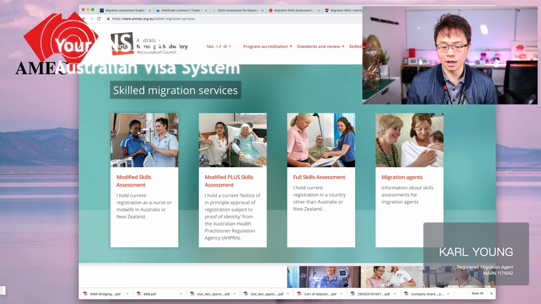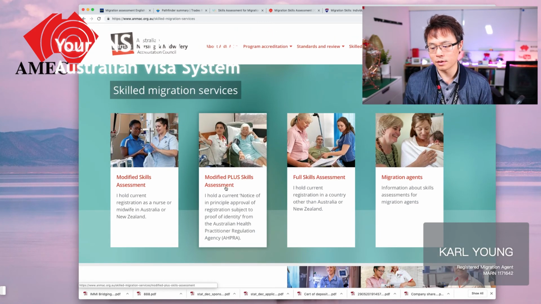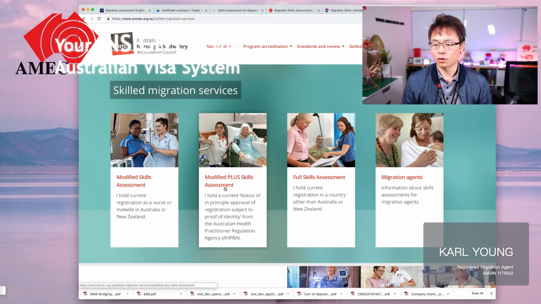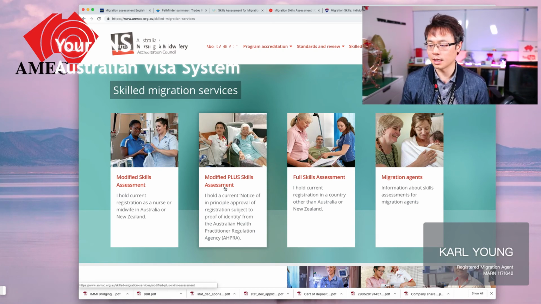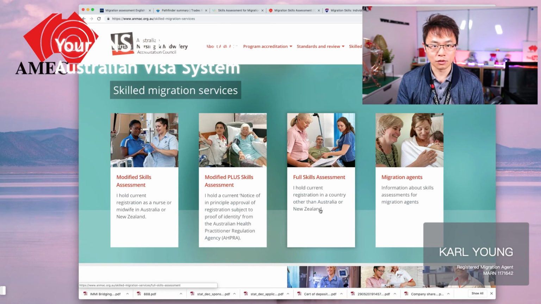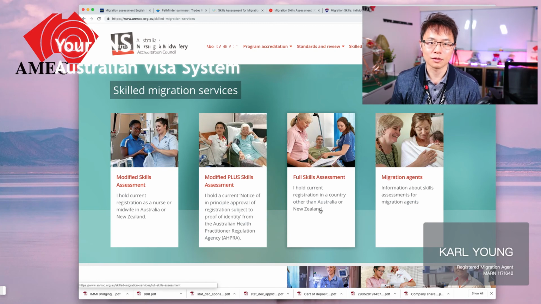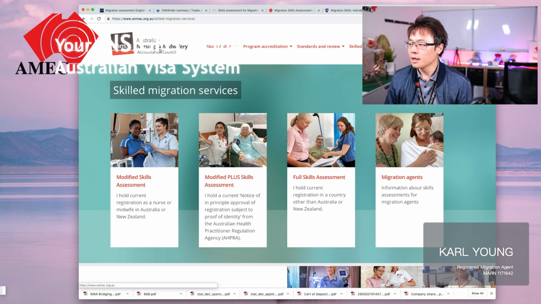And you can see here there are a number of different ones. They are pretty explanatory. Modify means that you have already studied here and you're required to get a full skill assessment, meaning that if your study was not done in Australia or in New Zealand, then a more complicated assessment process is required. Now that's basically what all the skill assessing authorities cover. There are a few others like the psychologists and all the other different ones.